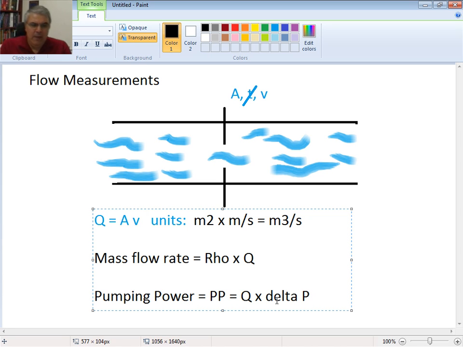So if we would like to define an extra quantity that's of interest to different types of situations, that's called pumping power. It's defined as the flow rate multiplied by delta P. And delta P is nothing but the pressure change across the device. So it's a pressure differential, really, that occurs across the device.